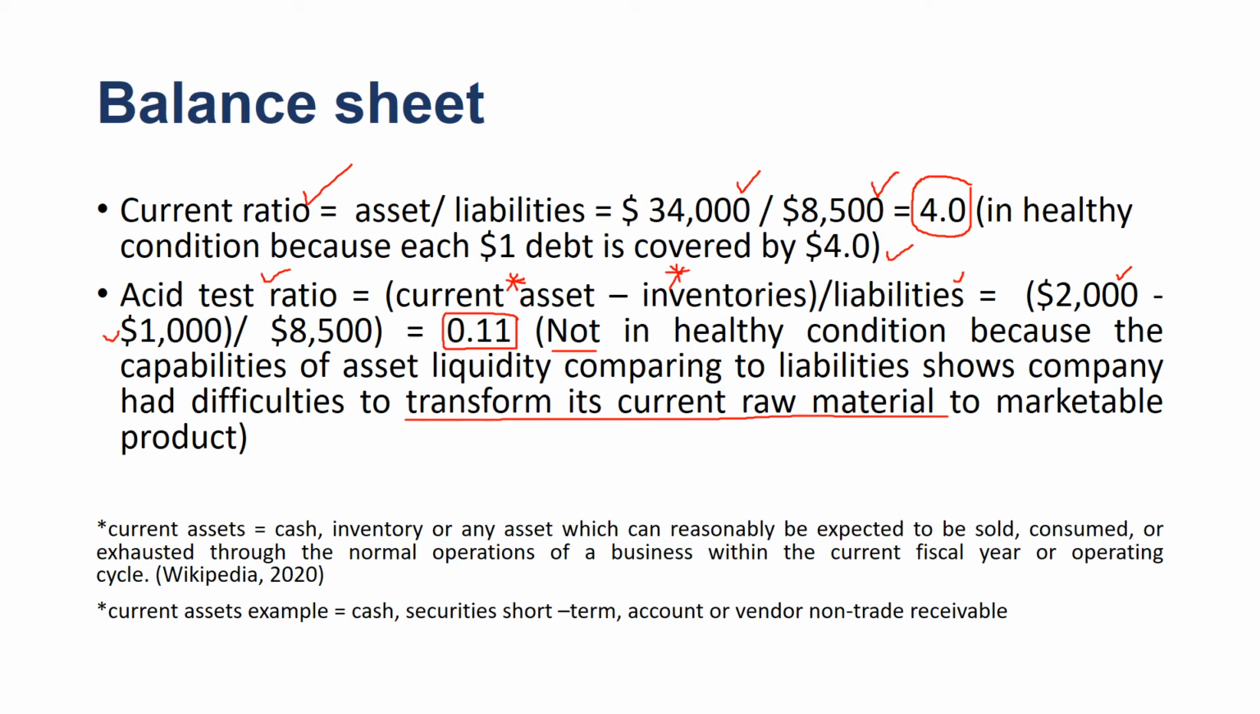And what is the current asset definition? The current asset is either cash, or any inventory, or any asset that is reasonably expected to be sold, consumed, or exhausted through the normal operations of a business within the current fiscal year or operating cycle. Examples of current assets are cash, securities in short term accounts, or vendor non-trades receivable.